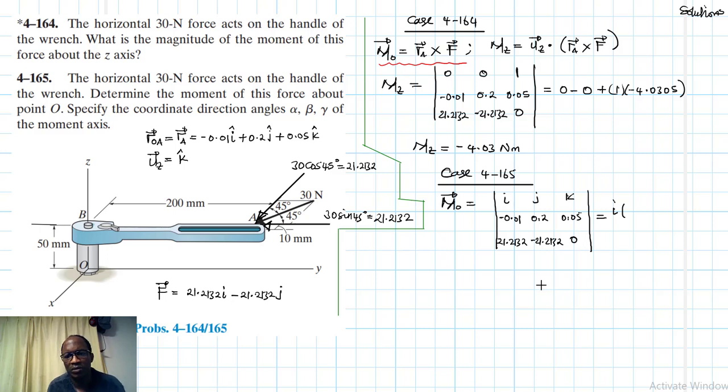We have an I there. I, that's a 0 minus 0.05 by 21.2132. So this one gives us a plus 1.06. All right, and then we have minus j. We have a 0, and then this one minus, so it gives us the same, which is just minus 1.06. Okay.